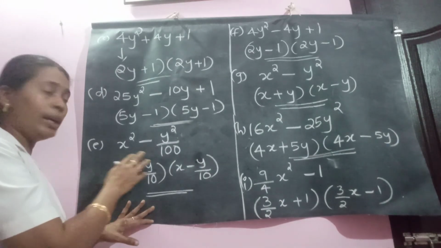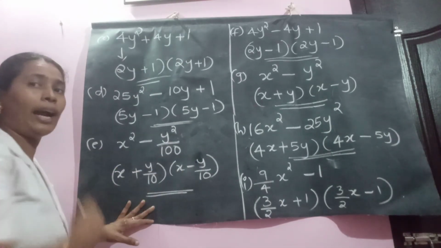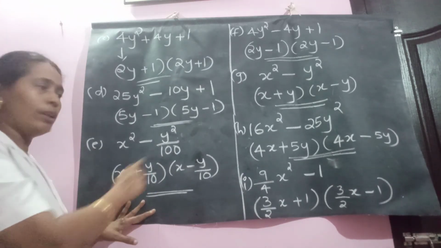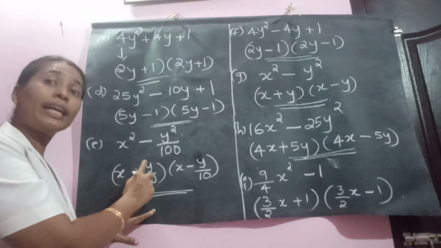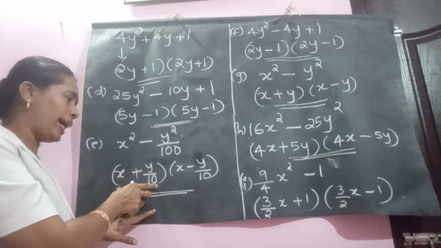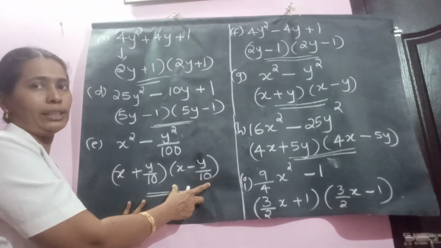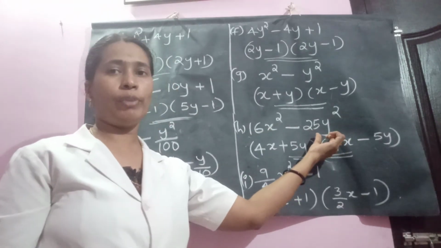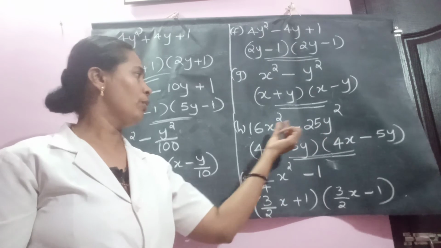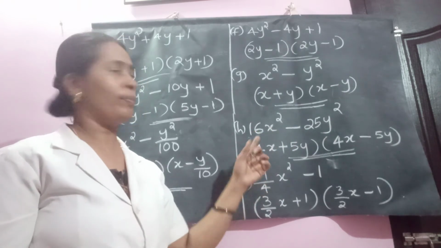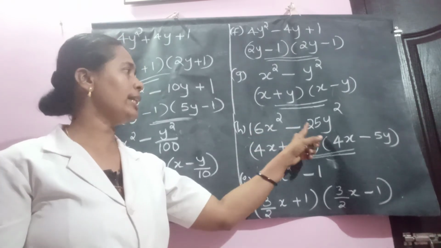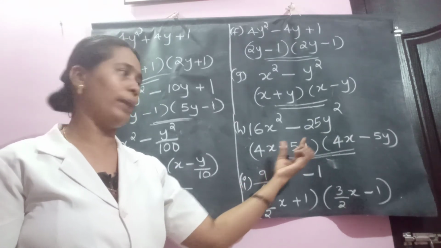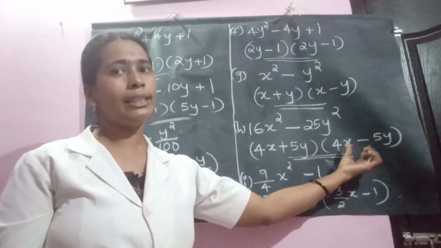Similarly, one more of the same type: x square minus y square by 100. Find square root of the terms. X square as x, y square by 100 as y by 10. Then 1 bracket plus, 1 bracket minus. Finished. Next, 16x square minus 25y square. Middle term is not there. Find out the square roots first. 4x, this is 5y. First bracket 4x plus 5y, second bracket 4x minus 5y.